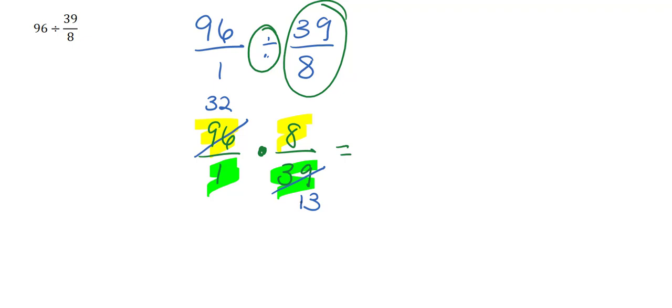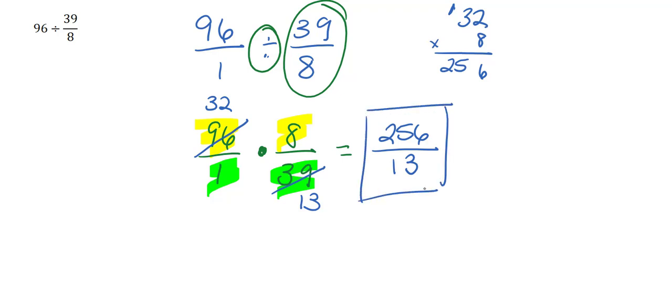So that should make it a little bit easier for us to now multiply. We're going to go ahead and multiply 32 times 8. So let's go ahead and do that. 2 times 8 is 16, carry the 1. 3 times 8 is 24, plus 1 is 25. So we get 256. 1 times 13 is just 13. And that would be our solution.